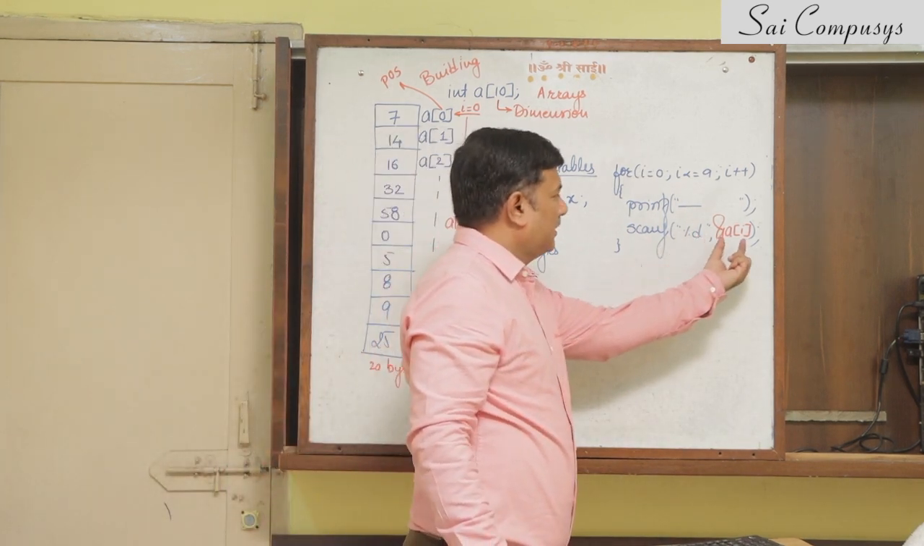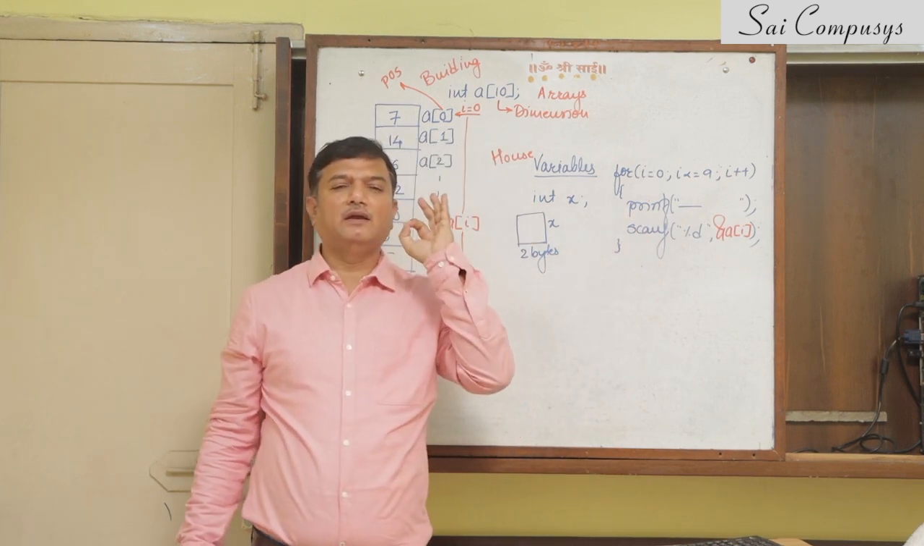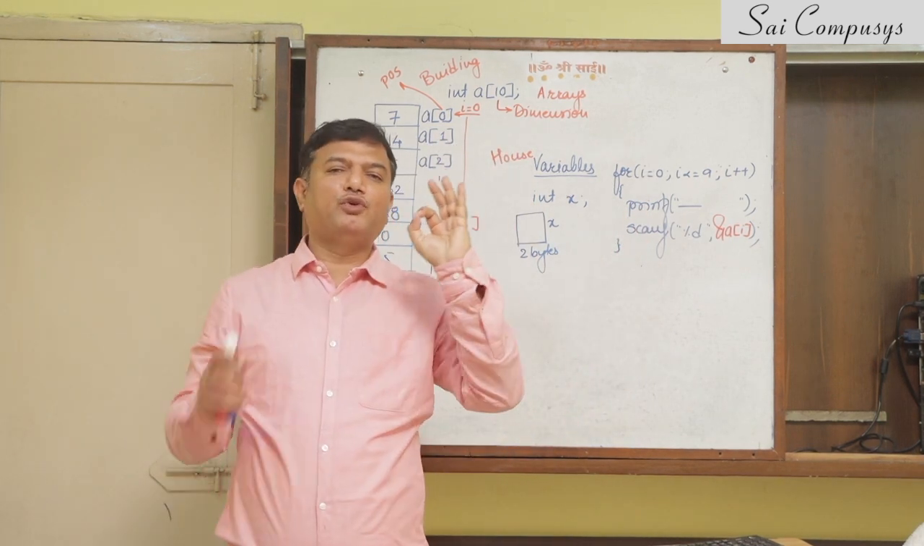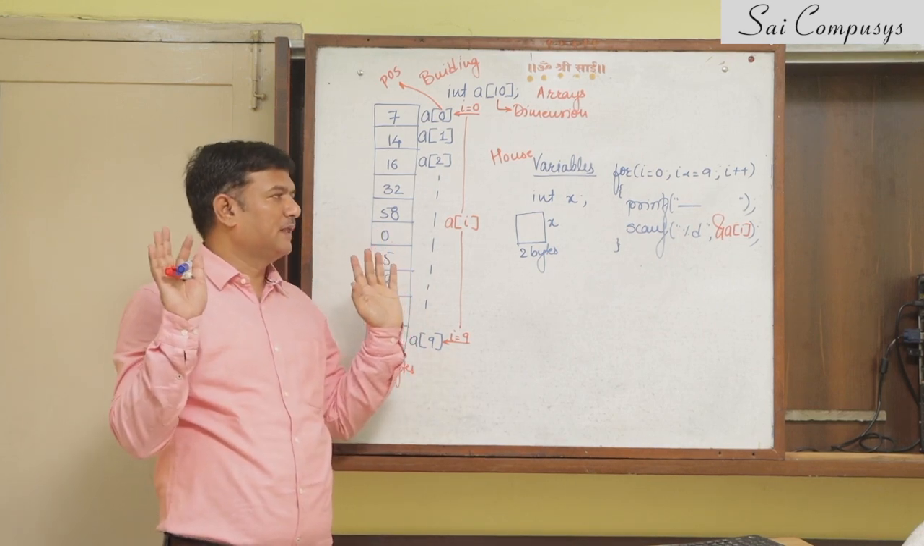A of I without the support of this loop is nothing. A of I depends upon the loop. If you are writing A of I without a loop, it does not solve any purpose.